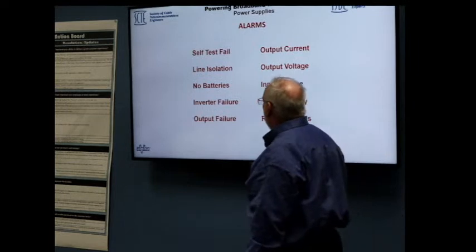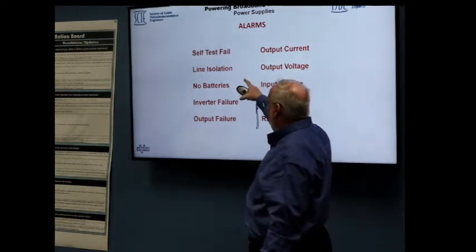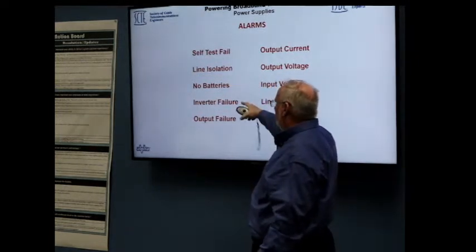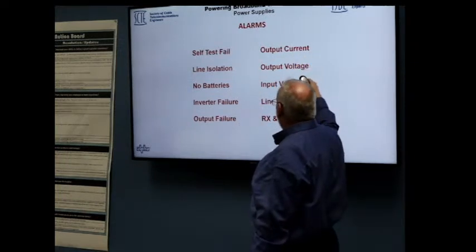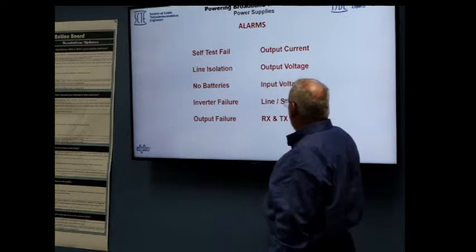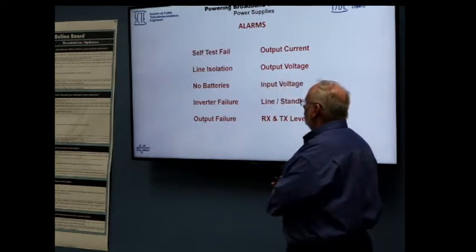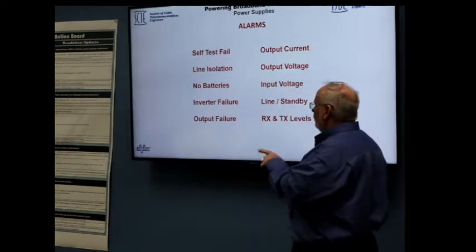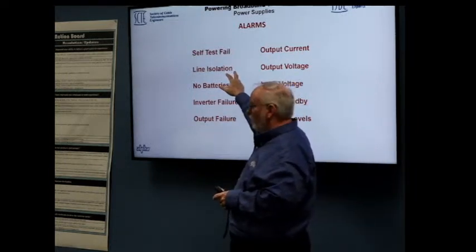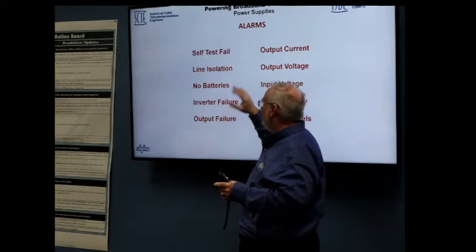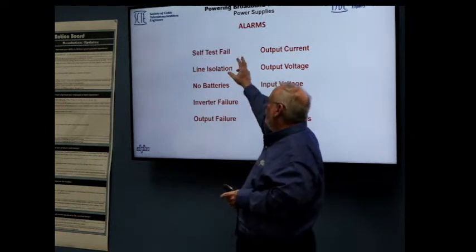So there's a lot of different alarms you can get. Self-test fail, line isolation, again, that's a really bad one. No batteries, inverter failure, output current, output voltage, input voltage, line standby, RX and TX levels. I'll go into more detail on this. The ones that are important, line isolation. Again, relay's bad or something, let's take a look at that one.